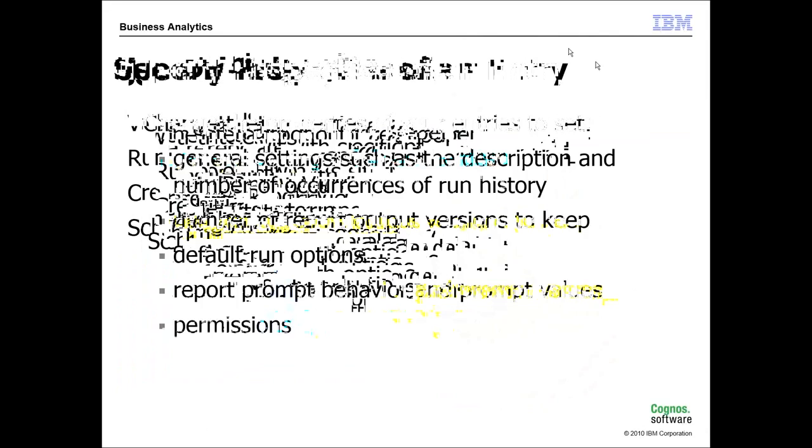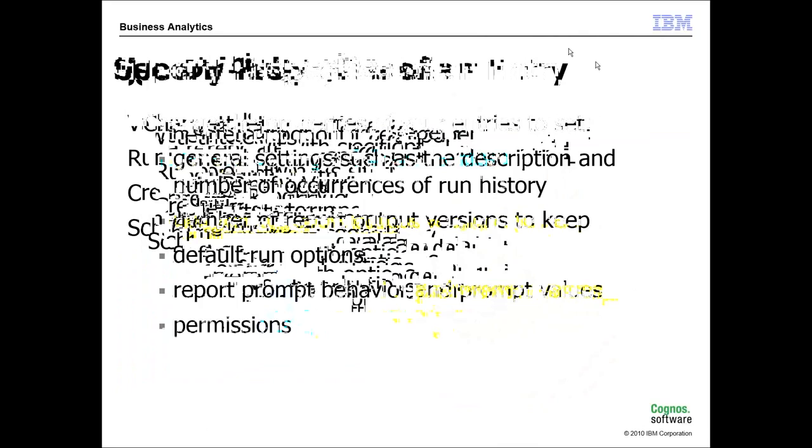There are specific prompt behaviors and prompt values. So imagine you have a report that has prompts already encapsulated inside. Maybe you want to set up a default value so that whenever the report runs, you know that your geo is, for example, North America.